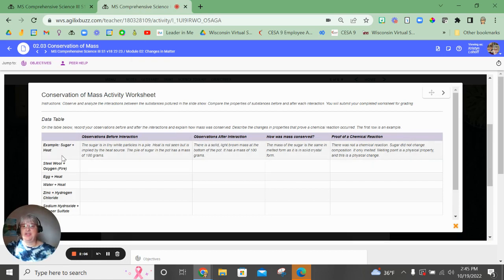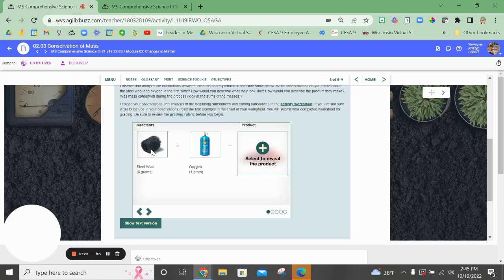And in the example of sugar and heat, they describe the sugar as being tiny white particles. So they're describing the size, the shape a little bit, the color. Heat is not seen. It's not something you can see, but it is implied by the heat source. The pile of sugar in the pot has a mass of 100 grams. So the mass of that object is also described. So for this first one, you can describe what the steel wool looks like, describing those physical properties that you can see, and then make sure you describe the mass in terms of grams.